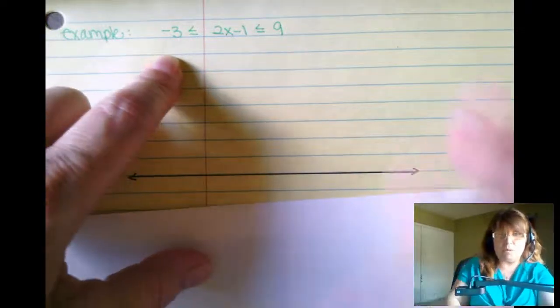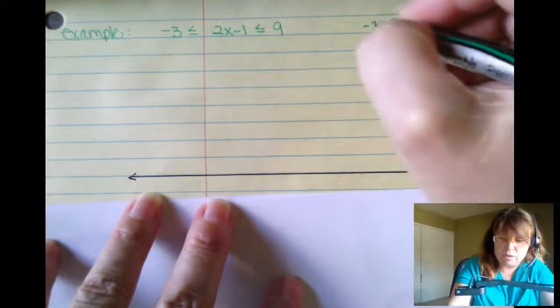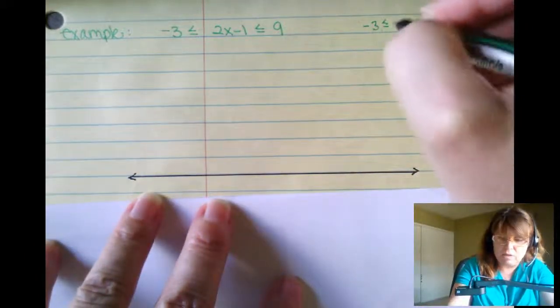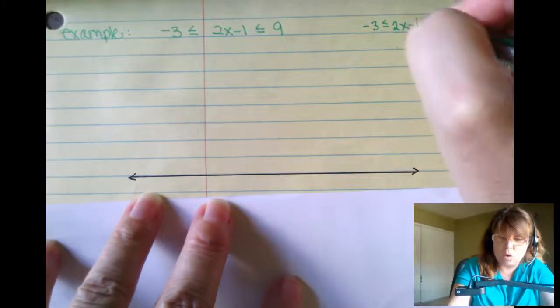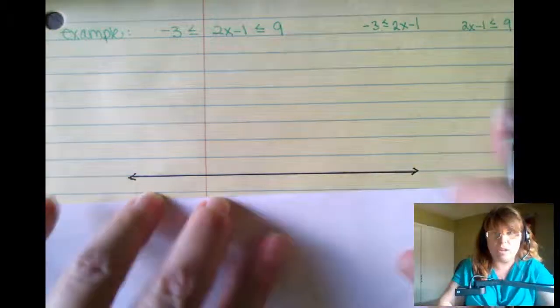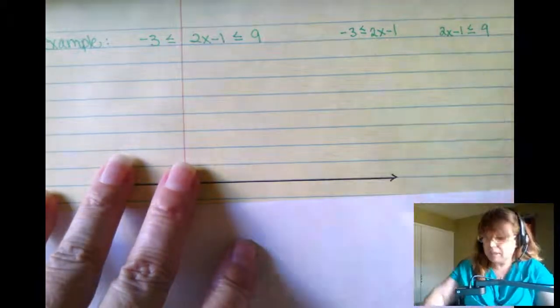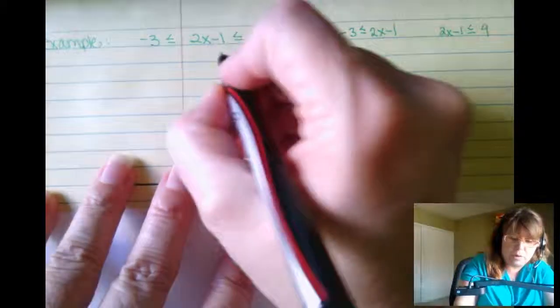Or you can break it apart into two different problems. If you don't like it all together, you can break it apart into -3 is less than or equal to 2x minus 1, and 2x minus 1 is less than or equal to 9, and then work the two separate problems separately. But let's try working with it all in one group.